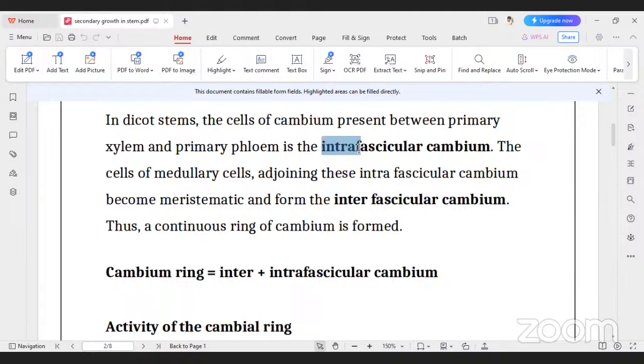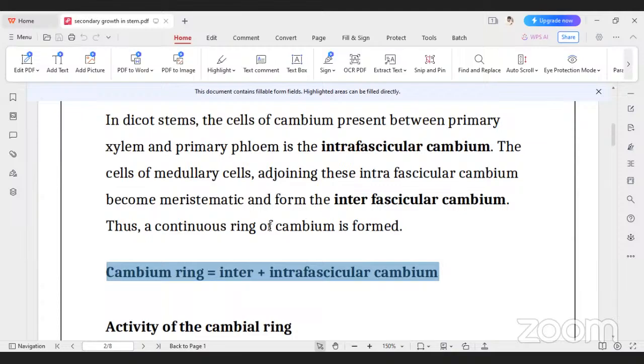That is called intravascular cambium. The medullary cells adjoining this intravascular cambium become meristematic and form the intervascular cambium. Both together form a cambium ring. This is the cambium ring. Now the cambium ring is formed by intra and inter, both vascular cambium. First, let's see the formation of the cambium ring. After that, let's see the activity of the cambium ring.